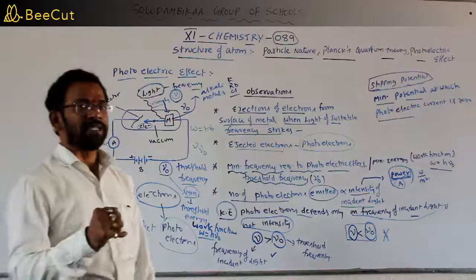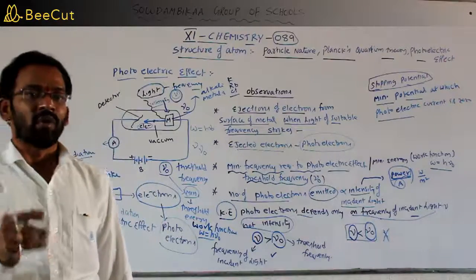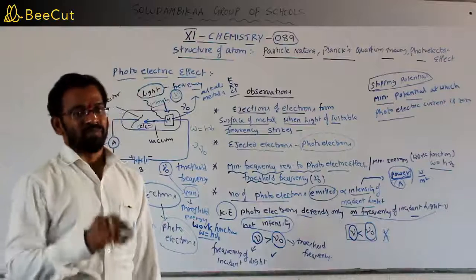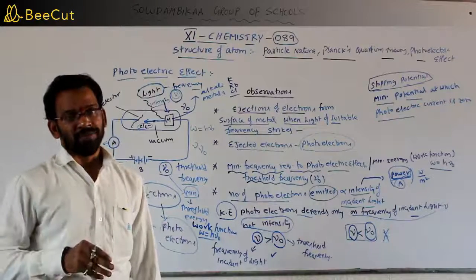Now the last one, stopping potential. What is stopping potential? It is the minimum potential required for the photoelectric current to become zero. That is called the stopping potential.